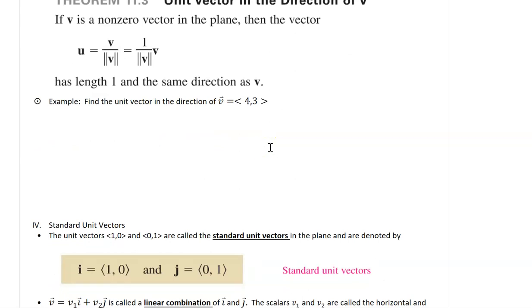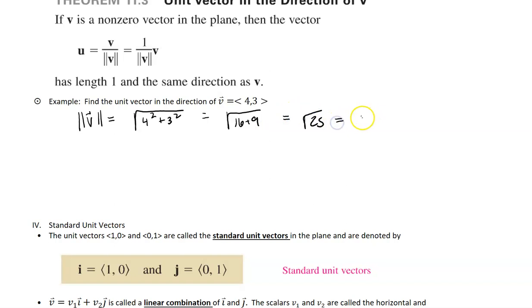So if my v is <4, 3>, the magnitude of v is the square root of 4 squared plus 3 squared, which is the square root of 16 plus 9, or the square root of 25, which gives me 5. So u would be 1 over 5 times <4, 3>, or the vector <4/5, 3/5>.